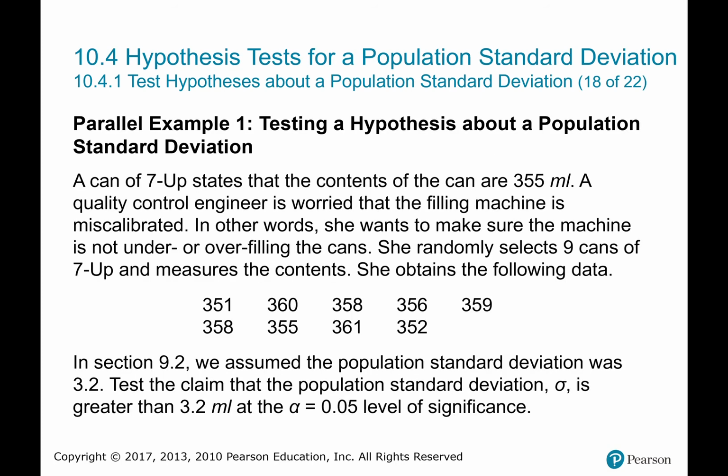Okay. So to do this, a can of 7-Up states that the contents are 355 milliliters, and a quality control engineer is worried about the filling machine being miscalibrated. In other words, she wants to make sure that the machine is not under or overfilling the can. She randomly selects 9 cans of 7-Up and gets the following contents. In section 9.2, we assumed the population standard deviation was 3.2. Test the claim that it's greater than 3.2 milliliters per can.